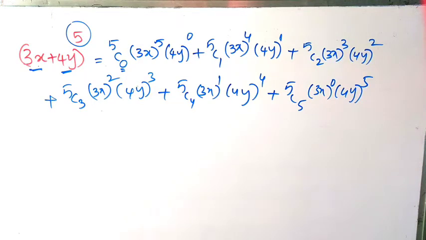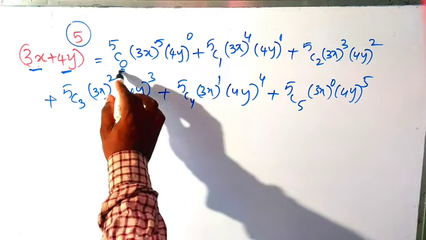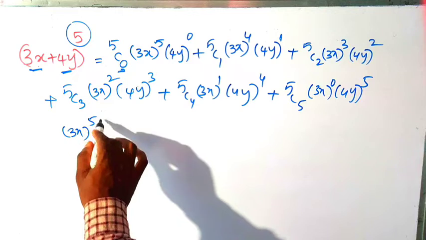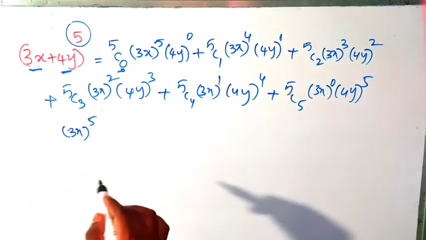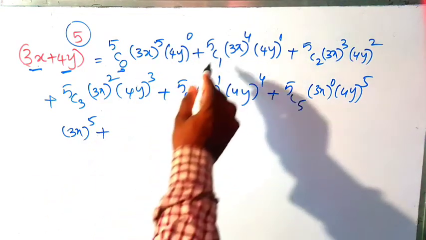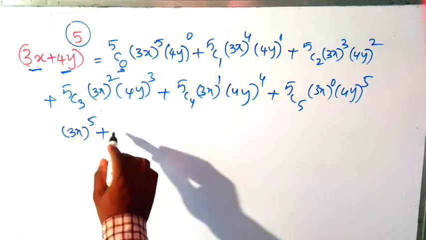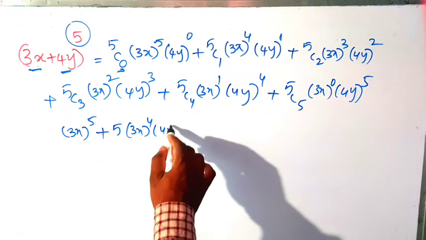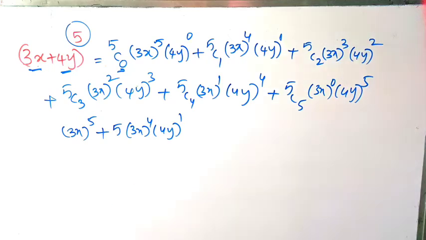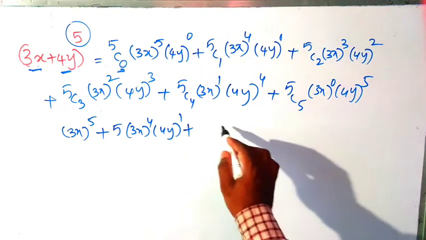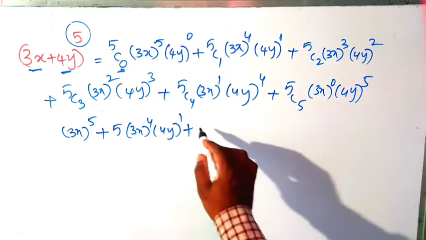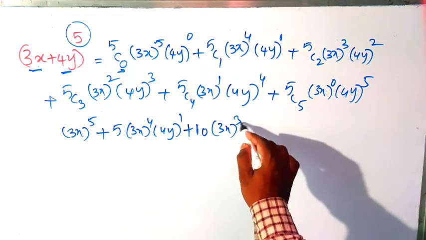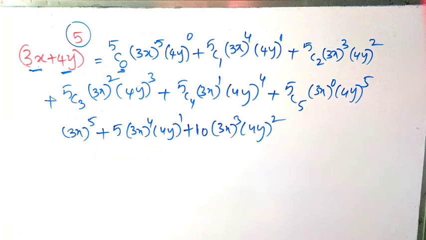So here we write 5c0 is nothing but 1, into 3x whole power of 5, and 4y whole power of 0 is nothing but 1, so we get this. 5c1 is nothing but 5 by 1, that is 5, 3x whole power of 4, 4y whole power of 1. 5c2 is 5 into 4 by 2 into 1, that is nothing but 10, we get here 3x whole power of 3, 4y whole power of 2.